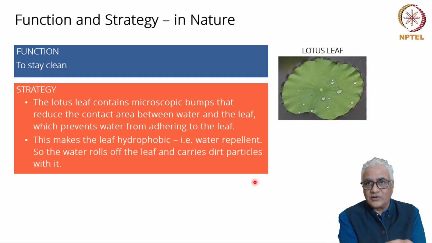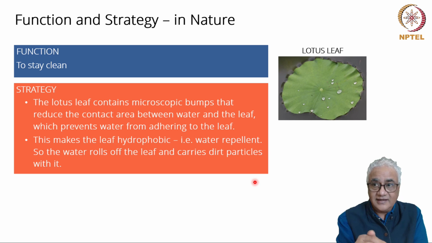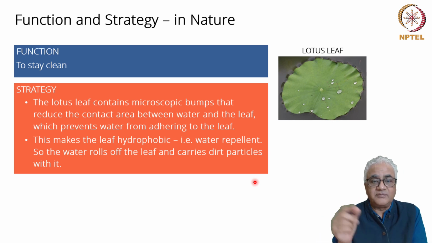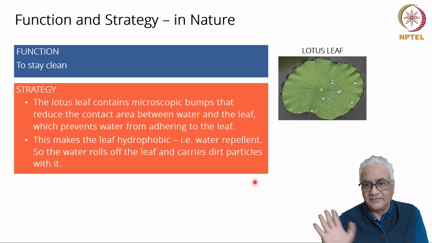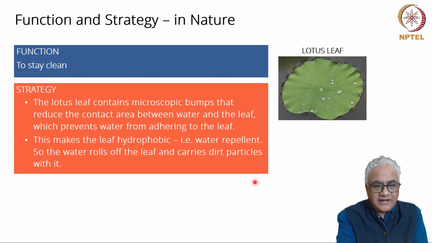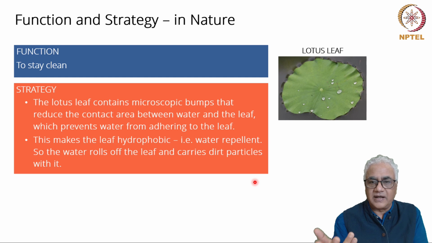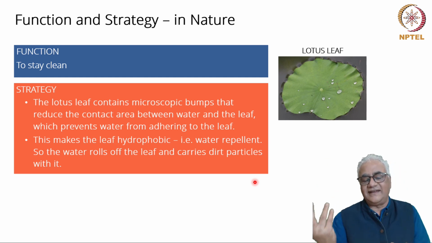Therefore, the function of the lotus leaf is to stay clean. And how does it achieve that function? The strategy is a methodology to achieve the function. The lotus leaf contains microscopic bumps that reduce the contact area between the water and the leaf. I must have said it millions of times in my life already. This makes the leaf hydrophobic, that is water repellent. So the water rolls off the leaf and carries dirt particles, so double purpose, right? The water rolls off and the dirt particles carry it away.